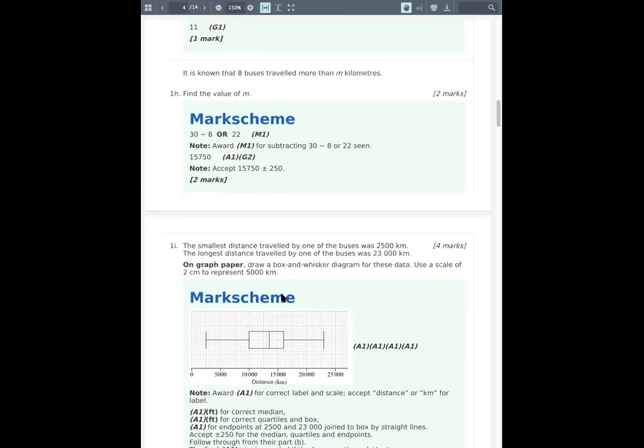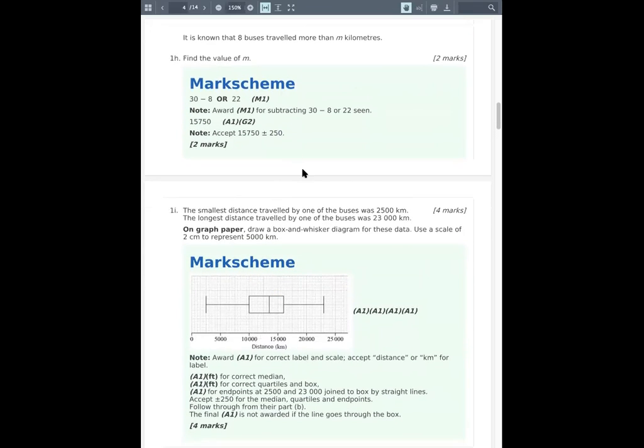So we're on 1H right now. It is known that a bus has traveled more than m kilometers. Find the value of m. Since it's saying traveled more than m kilometers, we need to go from the top of the cumulative frequency down, right? So that would be 30 minus 8, which is 22. That would be one of your marks. And then 22 would be the box right below the center line.